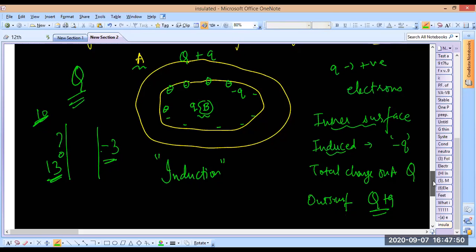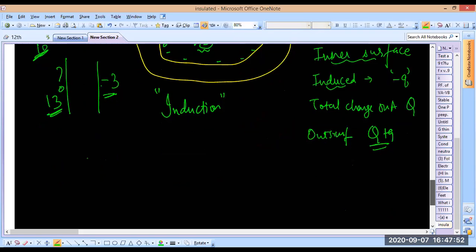Can someone answer this easy question? What's the total charge on A? I'll answer it, it's that simple. I don't want you to take trouble. It is Q, correct?